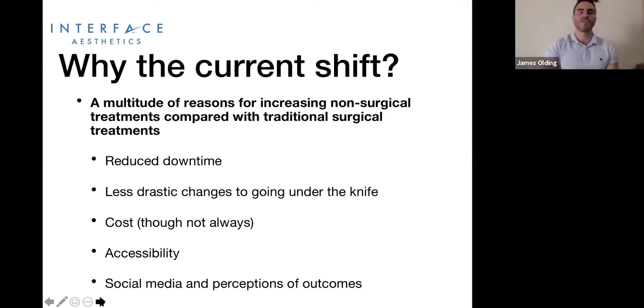So why the current shift? Many, many reasons, some of which you've already alluded to, but importantly, there are a few key things with regard to non-surgical aesthetics versus surgical aesthetics. And reduced downtime is a massive one. People always hear about these lunchtime kind of facelifts, walk in, have your lips done and walk out, go back to work. That's a slight exaggeration because there is definitely some degree of downtime with treatments, some a lot more than others.